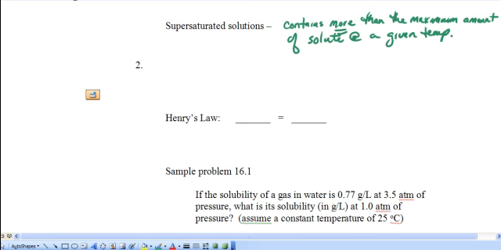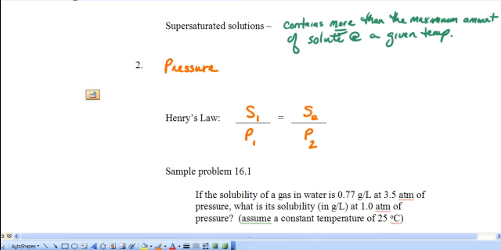Number 2. The other thing that affects solubility is pressure, particularly when you're dealing with gas solubility. Henry's law is going to show us, or actually quantify, the change in solubility that takes place at varying pressures. If you take a look at the initial solubility of a substance at a particular pressure, that is going to be related to the solubility at a second pressure.